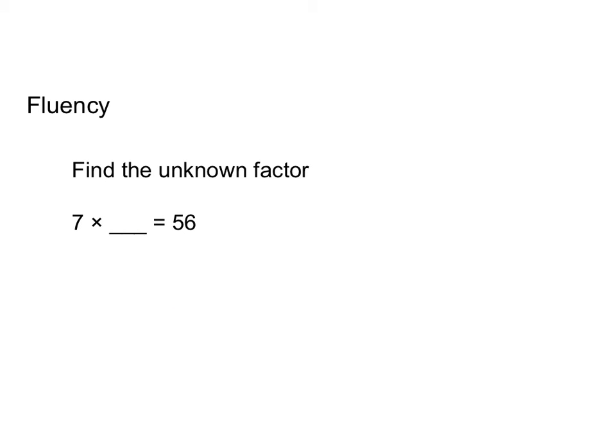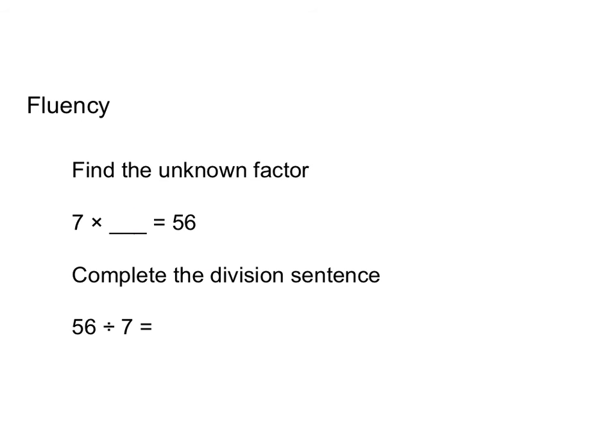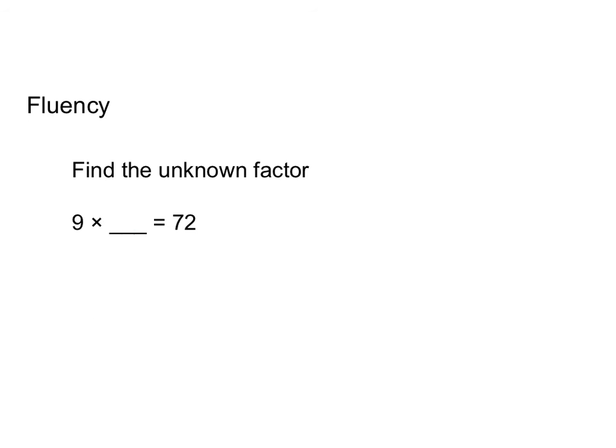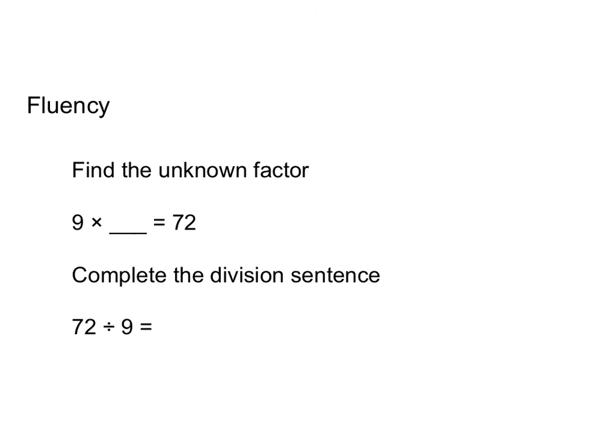7 times, this is tricky, but what you should have said is 8. 7 times 8 equals 56. We'll fill that in again. 7 times 8 is 56, and our division sentence is 56 divided by 7 equals 8. 9 times what is equal to 72? You should have written 8. That's still true on the next page. 9 times 8 is 72, and 72 divided by 9 is 8.